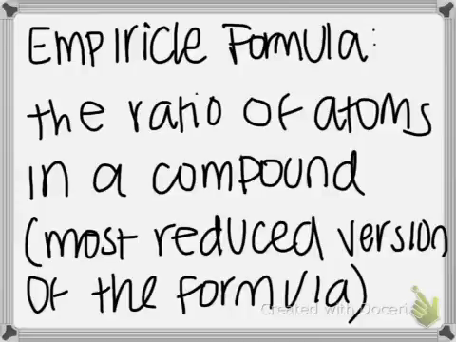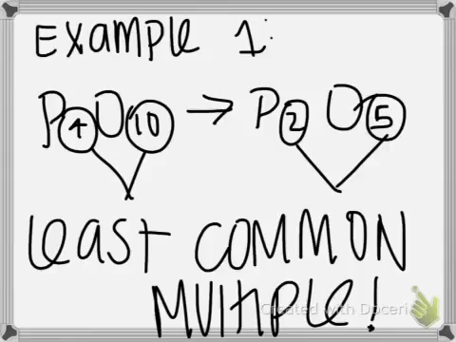The empirical formula is the ratio of atoms in a compound, which means the most reduced version of the formula. So now we start off with example 1 with some random elements. We have 4 atoms of phosphorus and 10 atoms of oxygen, and we use the least common multiple to reduce that to 2 atoms of phosphorus and 5 atoms of oxygen.